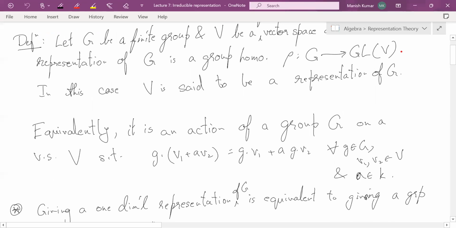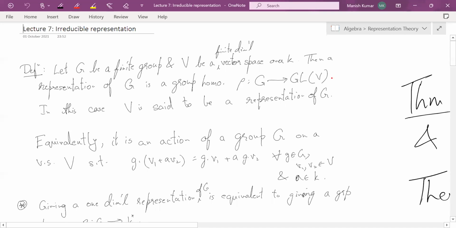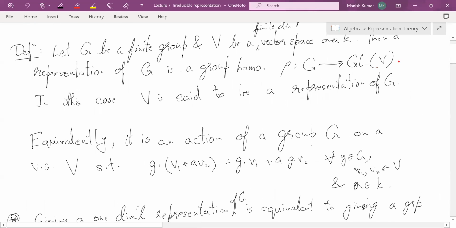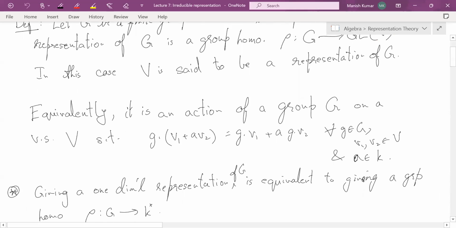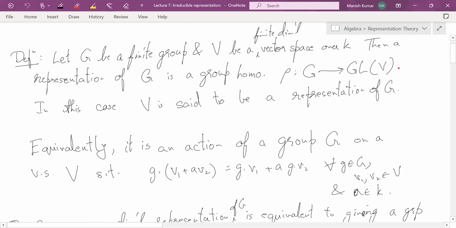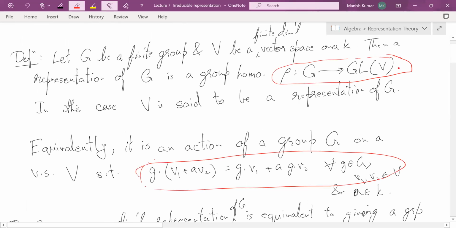And this G action has the property that g dot (v1 plus a v2) is g dot v1 plus a g dot v2. That means g dot is a linear map. So g dot is the same as rho(g) in the previous definition, and we want rho(g) to be a linear map. So that will give us this condition.